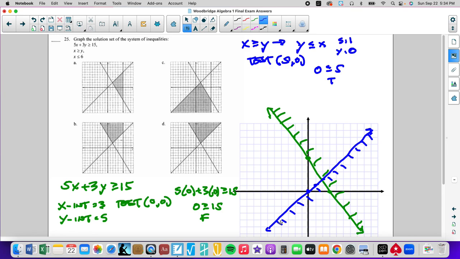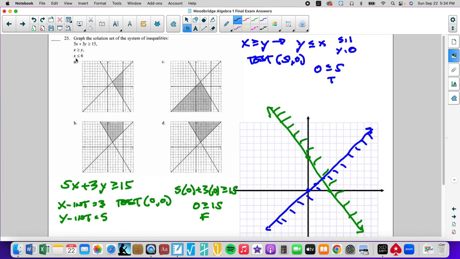And the last equation is x is less than or equal to 6. So we know that there's only one variable. So it's going to be horizontal or vertical. So that's going to be a closed circle at x. Where is x? 6. 1, 2, 3, 4, 5, 6. And it's a closed circle. So it's going to look like this. And if we test 0, 0, 0 less than 6, that's true. So I'm going to shade to the right.